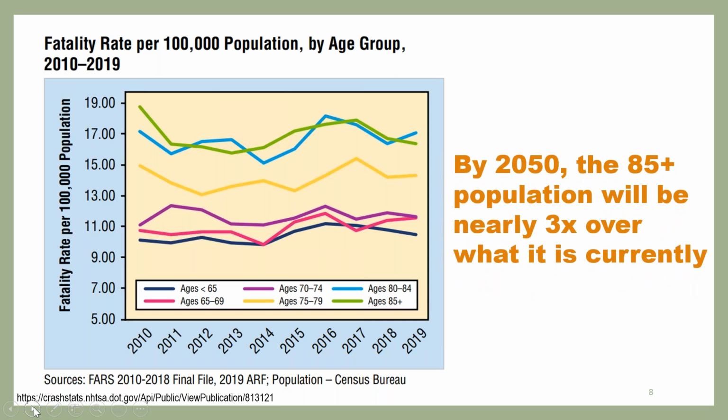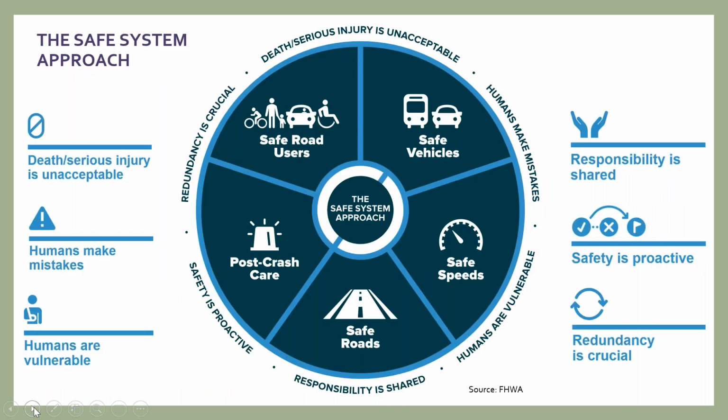So by 2050, the population, or the number of folks 85 and older, will be about 3 times what it currently is. So if we think about how many people today, older people 80 and above, are enjoying good health, they're on the roads, they're driving, they enjoy good mobility. Well, those numbers of people 80 and above will be much higher in the future. So things that we can do now to help plan and accommodate our aging population.